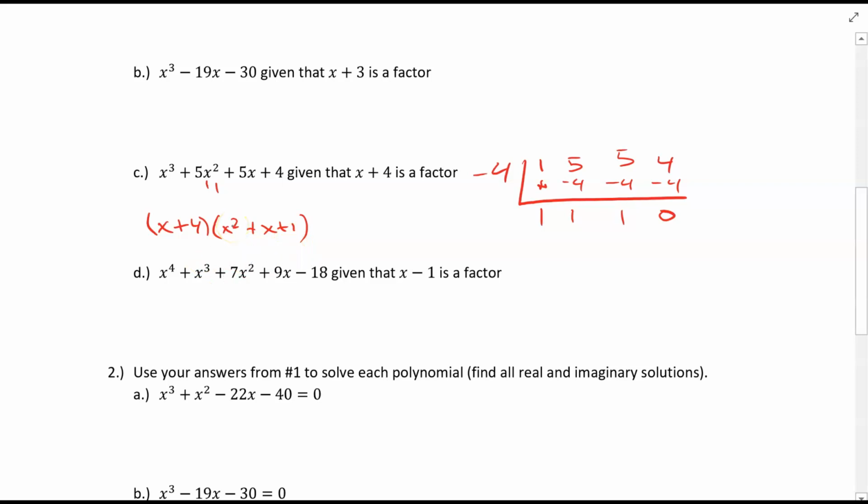Absolutely. Does anyone have a preference on A, B, or D? Which one you'd like to see done? D? Annalise, is that okay? Okay. So we'll go ahead and do the same thing. We'll set this up and take our polynomial and divide it by the factor that's given.